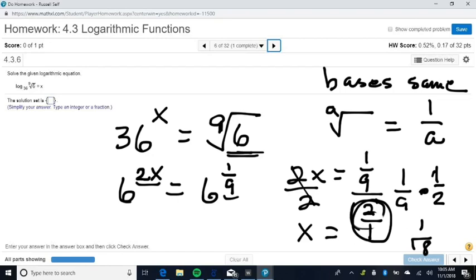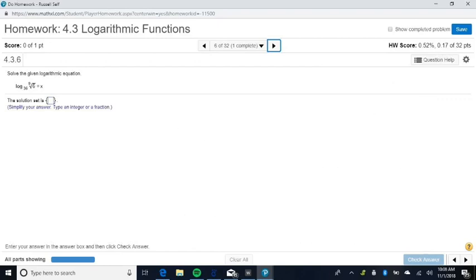Now, again, make sure that these bases are the same, though. Be very careful about that. You may have to change one of them or both of them.